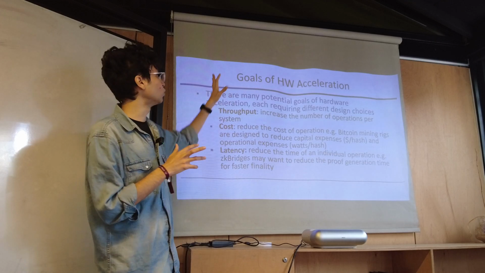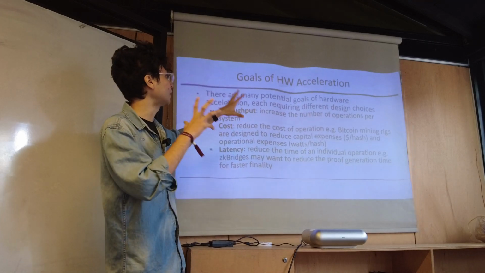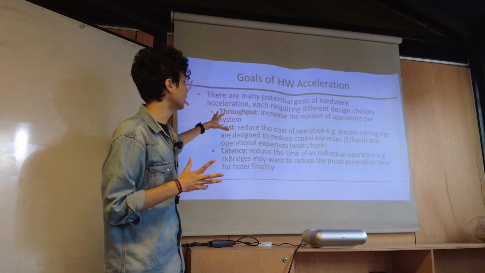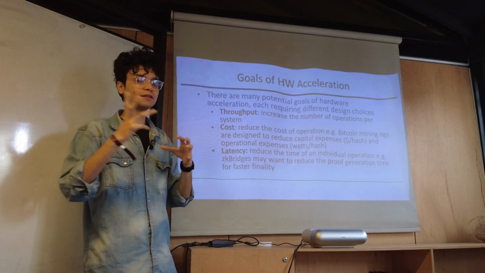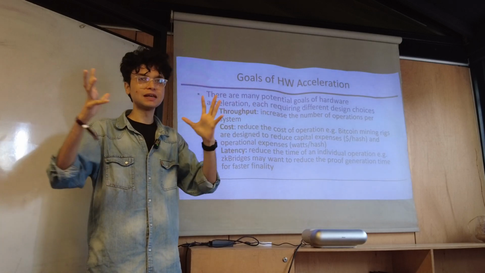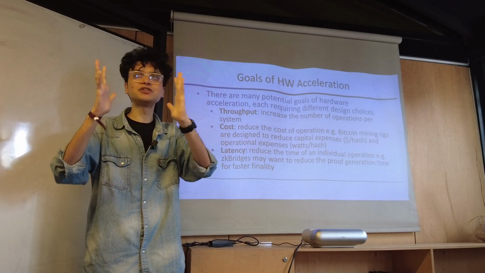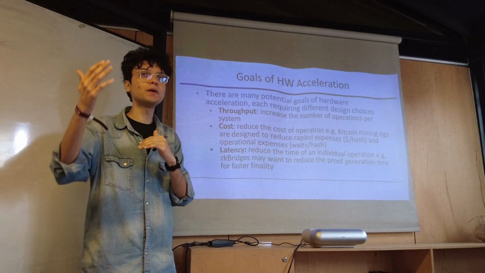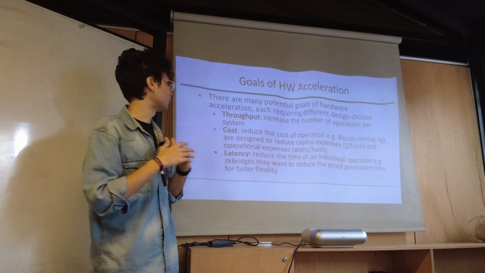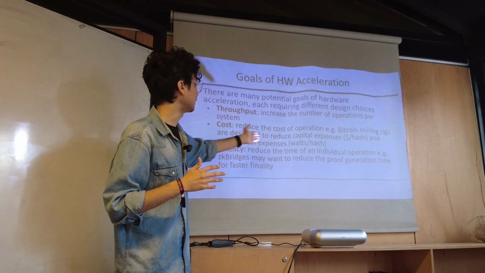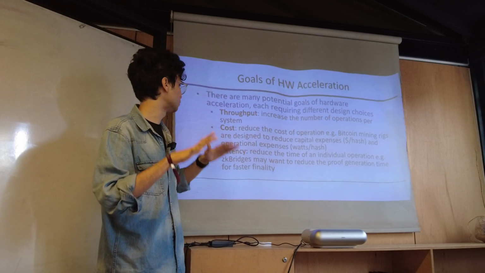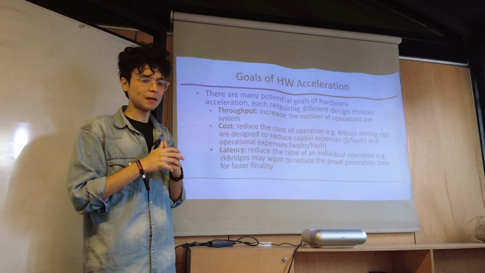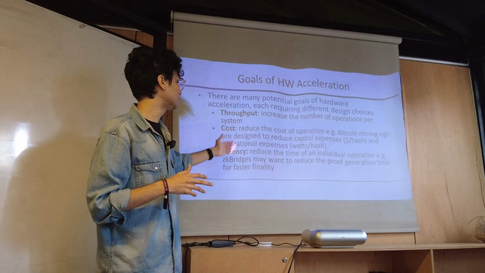And these are some of the goals that we have when we create these hardware accelerators. We want to maximize the amount of throughput. What that means is we want to maximize the number of operations that can occur in a particular batch of time, right? We want to reduce the cost of it. That may be just the OPEX or the CAPEX cost. So if you're building like a Bitcoin mining rig, right, you want the capital expenses to be low, and it has to be really power efficient so that you can save money. And you also want the latency to be low, right?